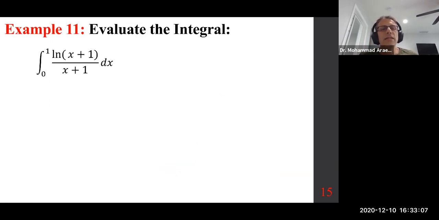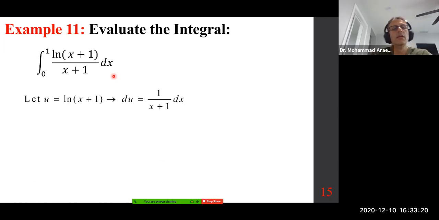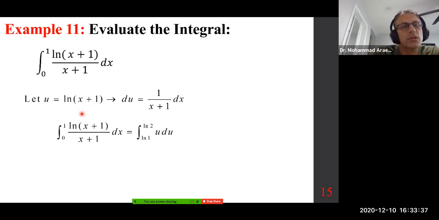When we deal with ln x, that would be a good choice of u when we do substitution. So if you choose u to be ln of x plus 1, then 1 over x plus 1 times dx is du. Okay, class? I hope you recognize that. And of course, this is the same thing, right? du. So you're dealing with this, and if you plug in 0, you get ln 1, which is 0. And if you plug in 1, you get ln 2. Okay, so I hope you see what's going on here.